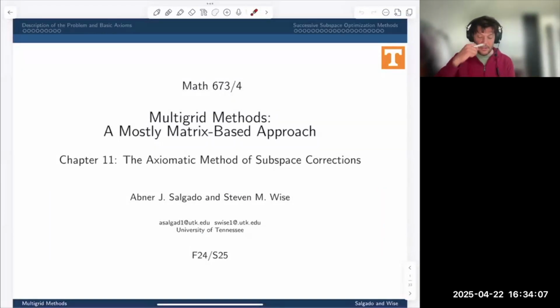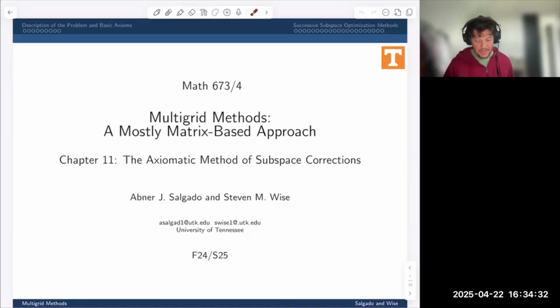So chapter 11 is going to be all about discovering a method which works better than the gradient descent method, and doesn't suffer from this same deterioration as L over mu, this nonlinear condition number, gets large. Okay? So this chapter is titled The Axiomatic Method of Subspace Corrections.